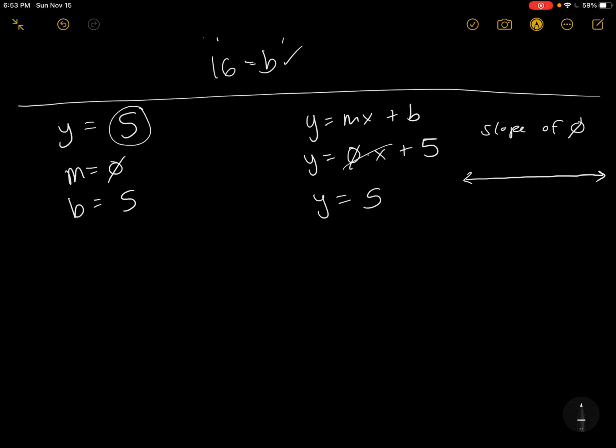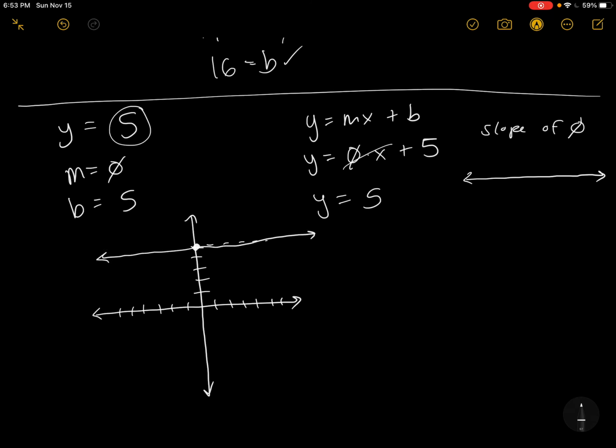Slope of 0 just means a nice horizontal line. Okay, so if I were going to graph this, y equals 5, that's our y-intercept. And essentially what this equation is telling us is that it doesn't matter what x is. X can be anything, because no matter what, y is going to be 5.